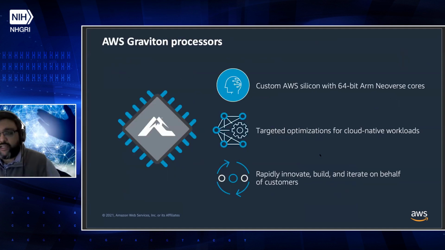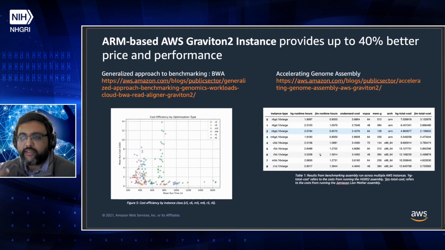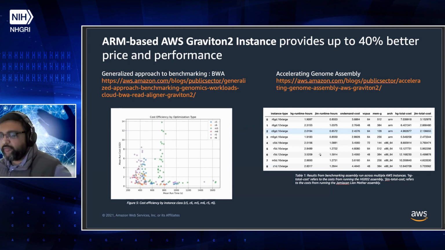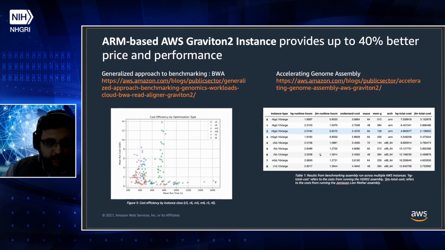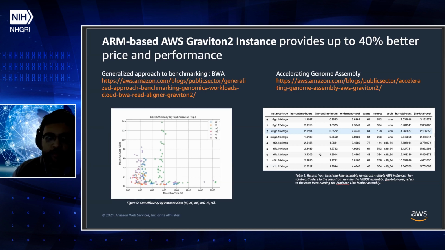One of the examples is the AWS Graviton processors, right? So these are custom AWS silicon with 64-bit ARM cores, and they have targeted optimizations for you to be able to use them in the cloud. What the Graviton series of AWS instances allows you to do is rethink, reimagine how you can use the ARM infrastructure to accelerate your research to be able to get better cost performance out of it.